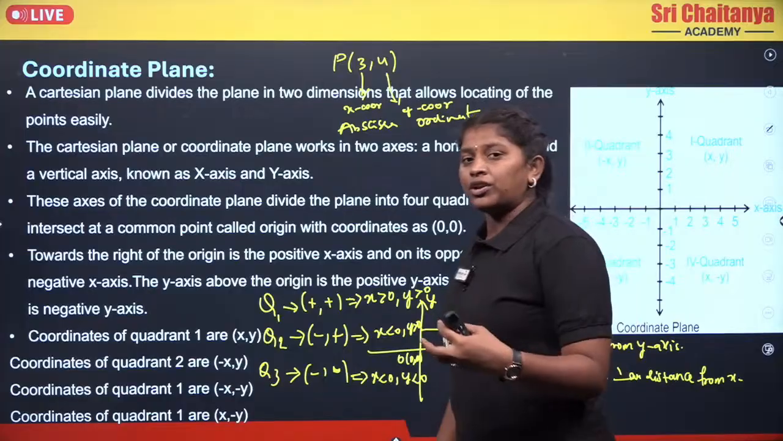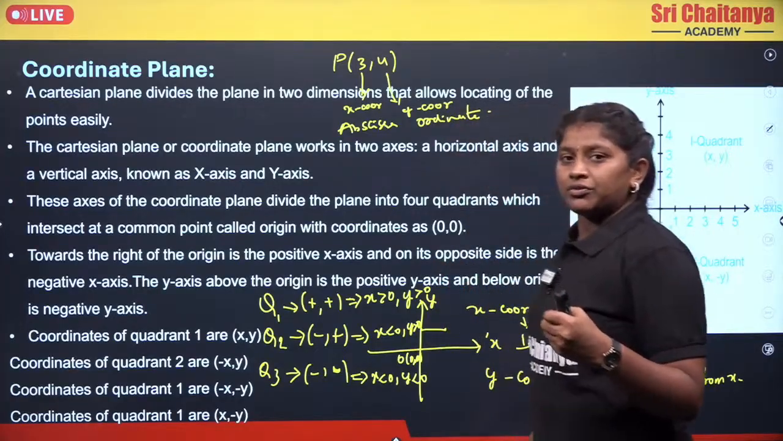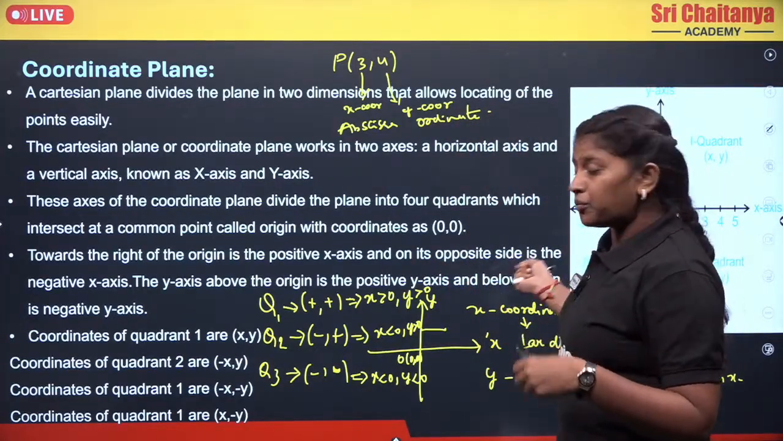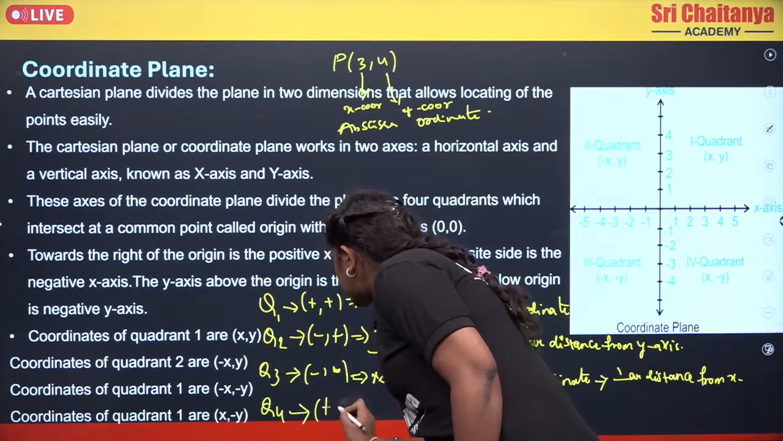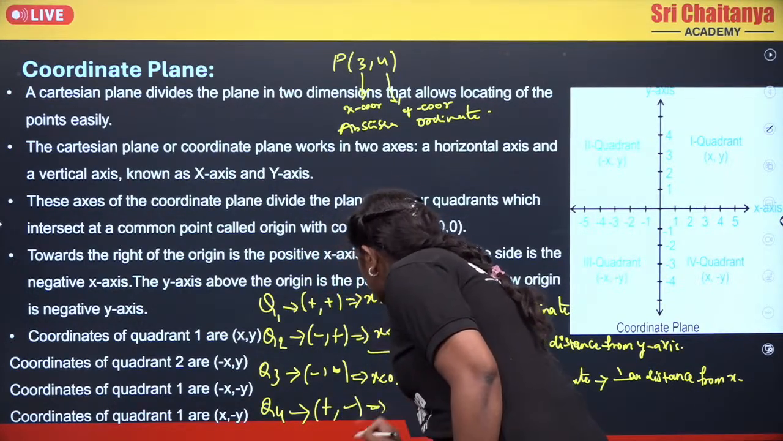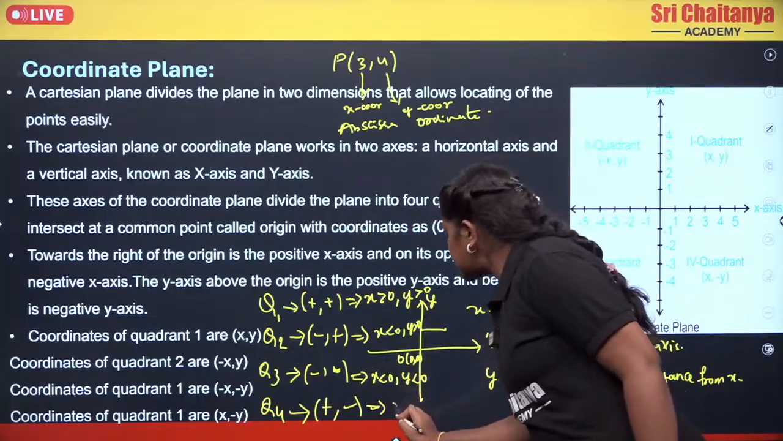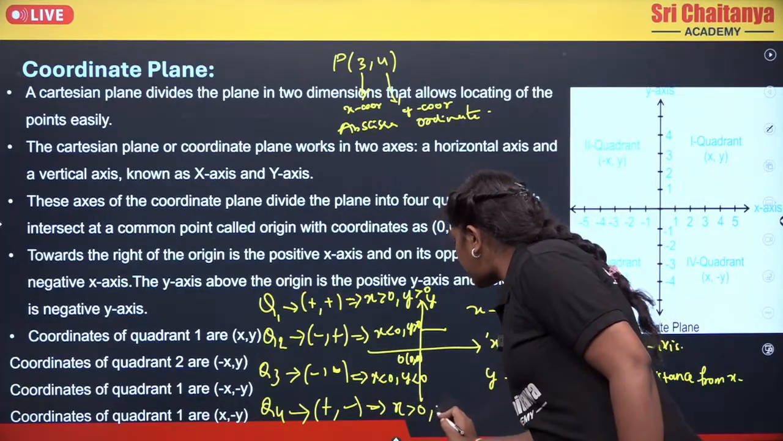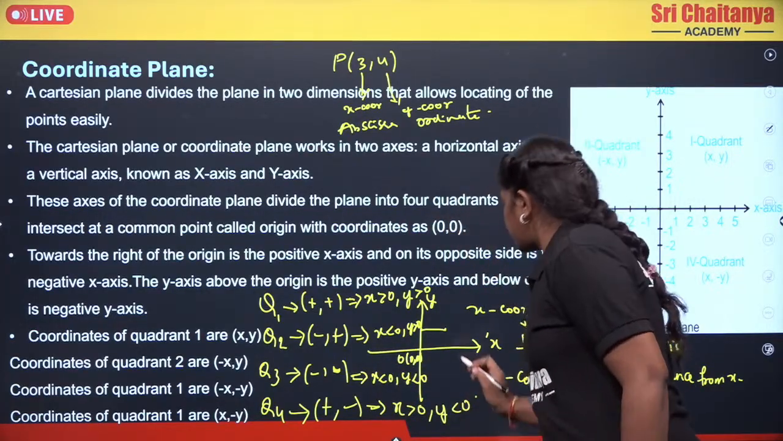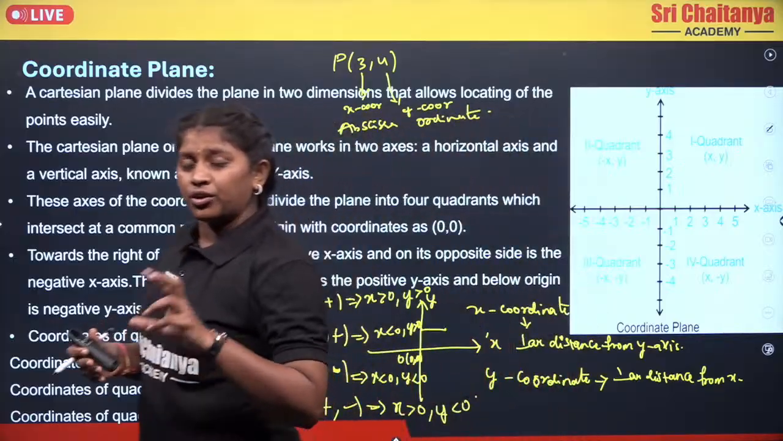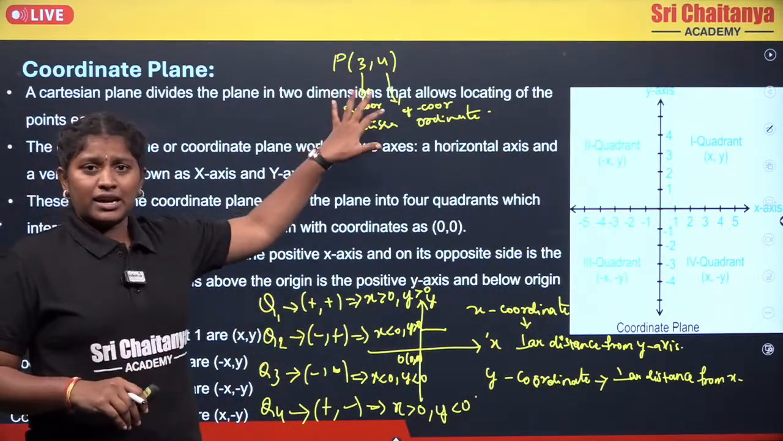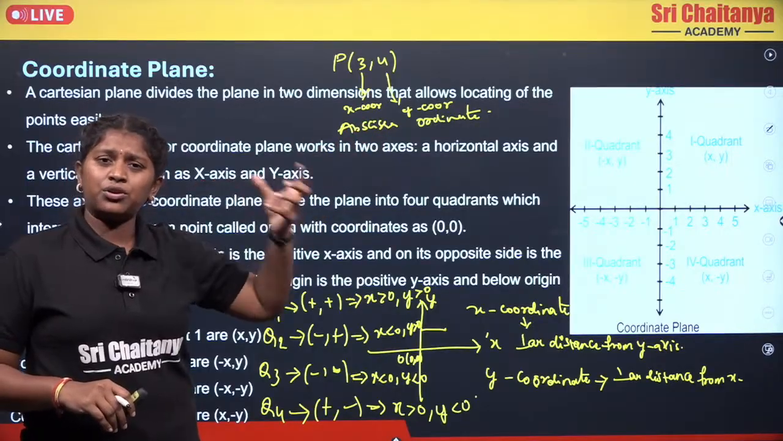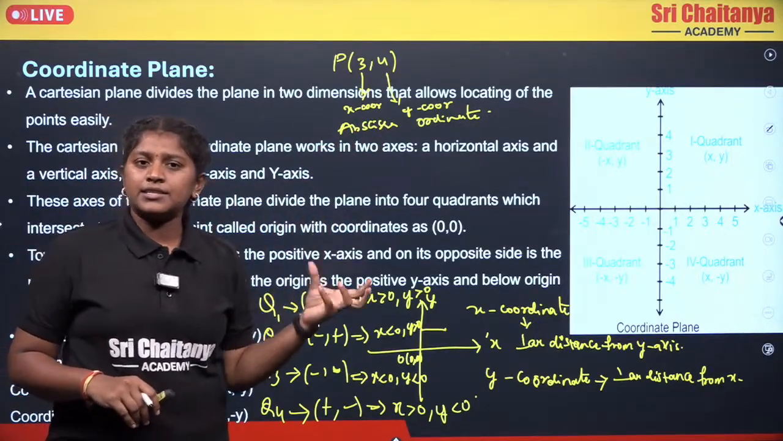Okay, now moving to quadrant 4. Quadrant 4 is between your positive x and negative y. So Q4 will be plus comma minus, which means x will be greater than 0 and y will be less than 0. If you just want to take short notes, you can write down these conditions and what we call the coordinates of the points.